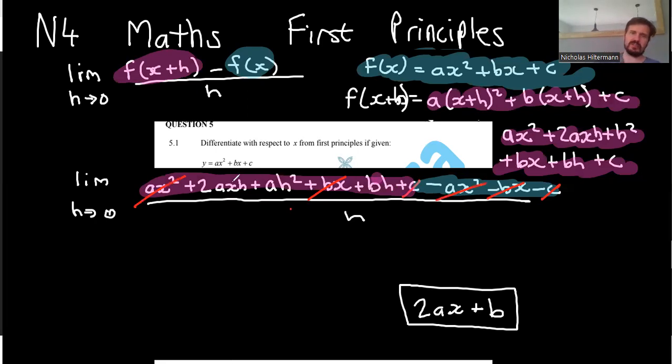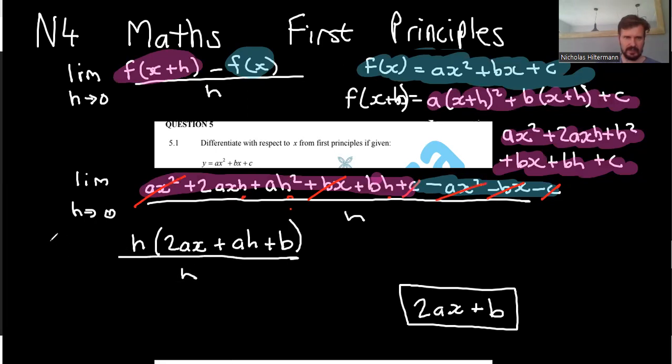And the theory with this is you should always be left with an h in everything that you've got left, which we do. Got an h there, an h there, and an h there. So I take out an h, and that's perfect because I can cancel with this bottom h. So I take out an h, and I'm left with 2ax plus ah plus b over h. Limit h tends to 0. Now I can cancel my h's.